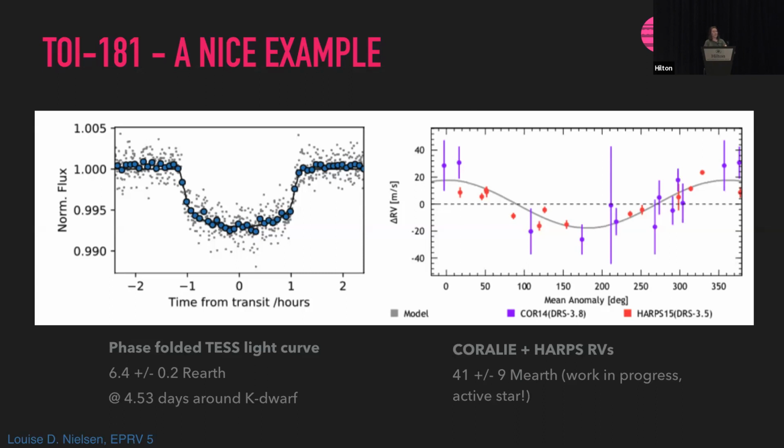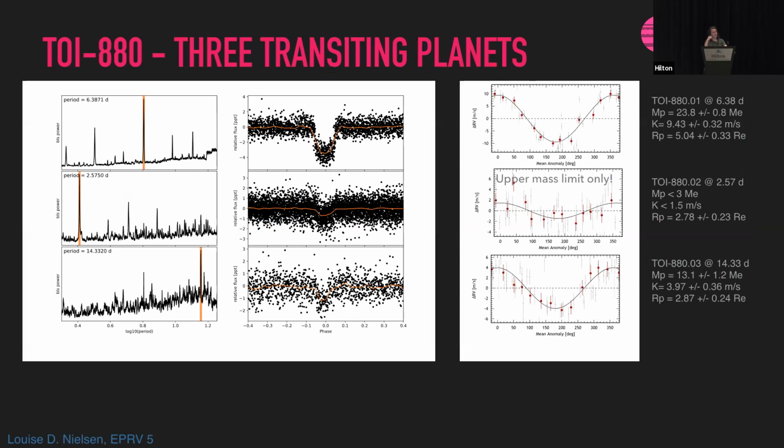And the star is active, and we don't have tons of data. So using a GP on it is maybe overkill, so I haven't included any slides on this, but that's something I'm happy to discuss with other people. We're trying to look into how to treat the activity so we get an accurate mass, but without overfitting. Another very nice system is TOI 880, where we found the first transiting planet.